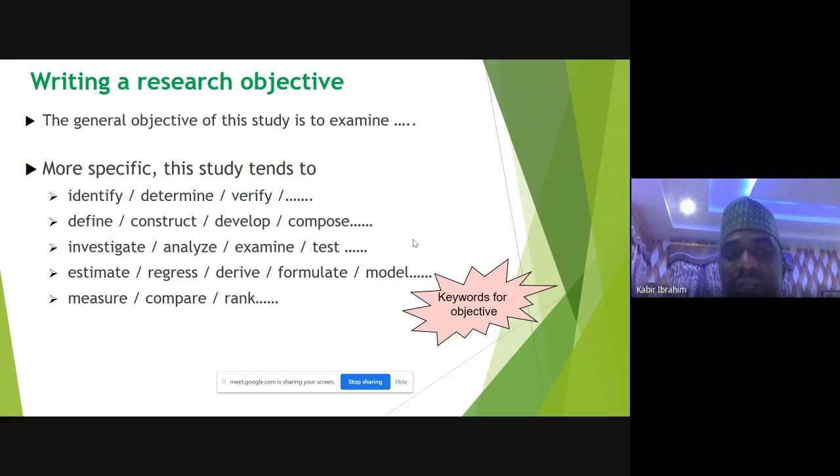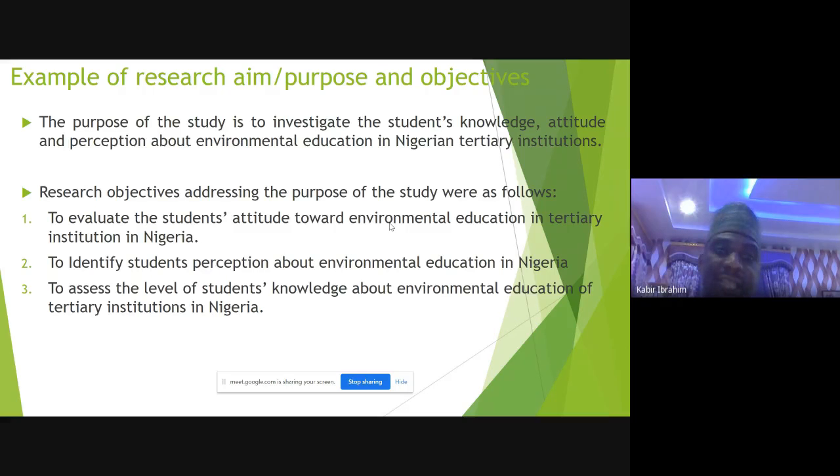For example, for more specific objectives, this study intends to identify, to determine, to verify, to detect, to investigate, to compare, to measure, to derive, and others, etc. This is an example of a research aim or purpose and objectives I presented.